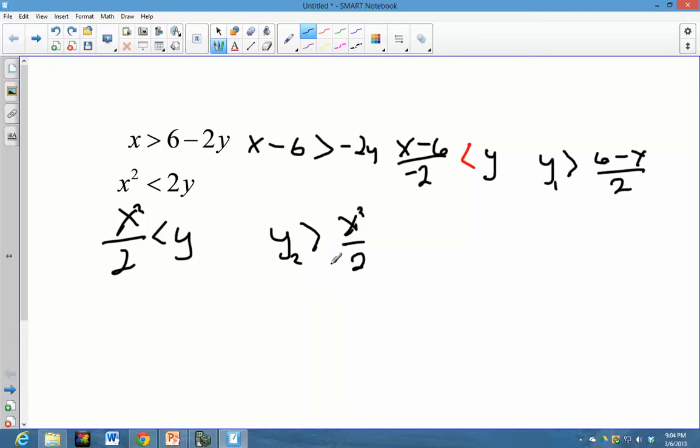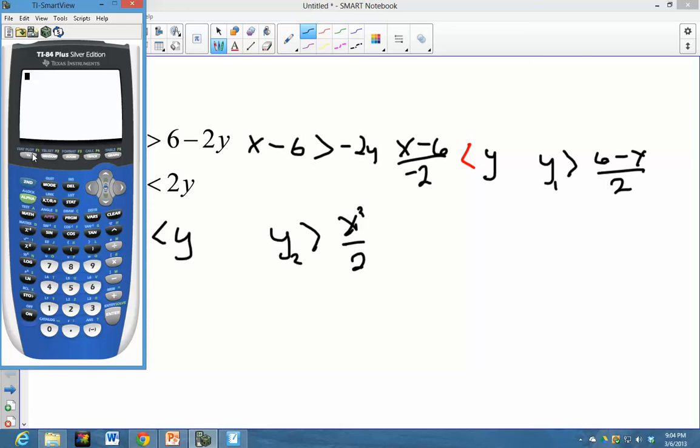All right, so I'm going to get my calculator going here, and I'll put this in the calculator. Okay, so y1 equals, I need to put this in parens, x times 6 minus x, and then I'm going to divide by 2. And then down here I'm going to put x squared divided by 2. Okay, so far so good. But what about the inequalities here? How do I get those in?